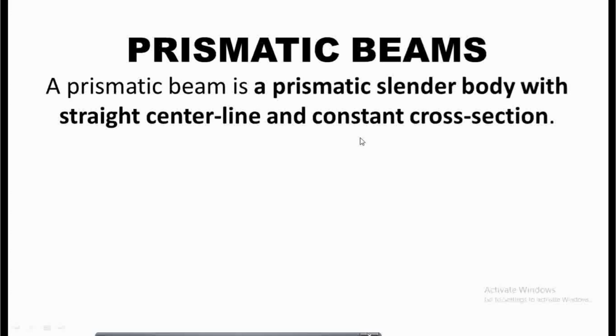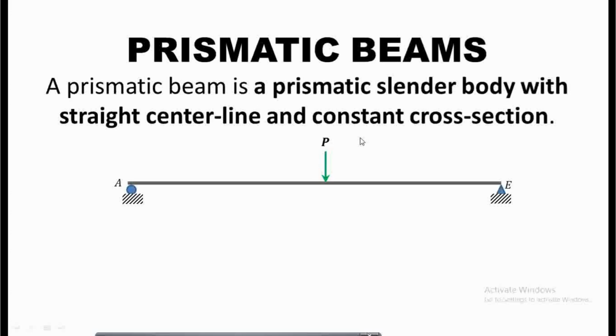Prismatic beams. A prismatic beam is a prismatic cylindrical body with a straight center line and constant cross-section. What do I mean by prismatic? For example, for beam AE, this is considered a prismatic beam kasi yung cross-section from A hanggang kay point E ay pareho. So, constant yung kanilang cross-section. Or at saka yung kanilang mga moment of inertia pare-pareho yun. So, that is a prismatic beam.